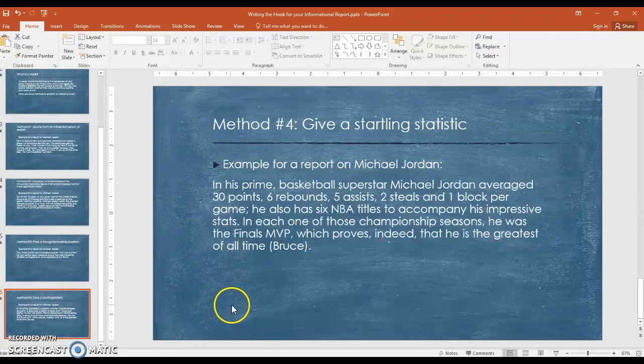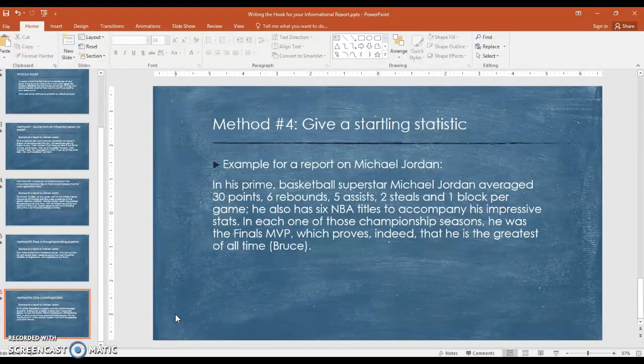All right, and method number four, give a startling statistic. Now, when I say startling, I mean something that grabs your attention and the reader says, wow, really? I had no idea. Okay, so here's mine. In his prime, basketball superstar Michael Jordan averaged 30 points, 6 rebounds, 5 assists, 2 steals, and 1 block per game. He also had 6 NBA titles to accompany his impressive stats. In each one of those championship seasons, he was the finals MVP, which proves indeed that he is the greatest of all time.